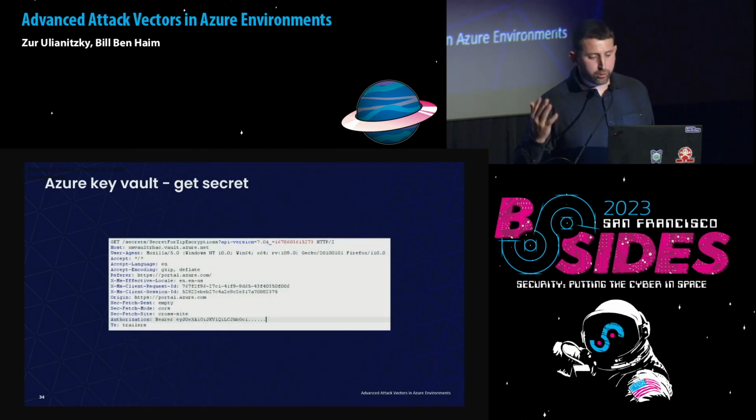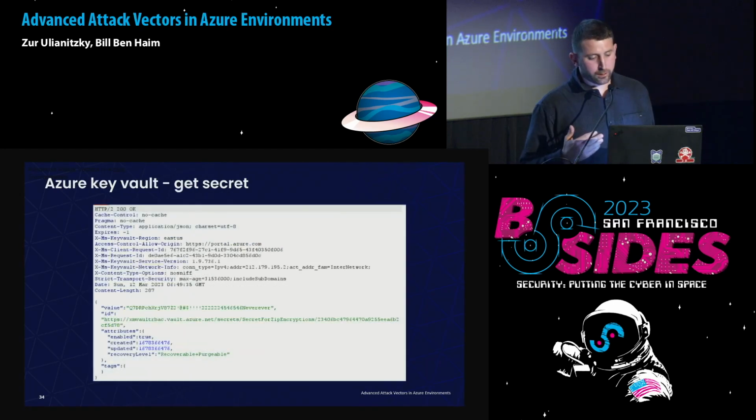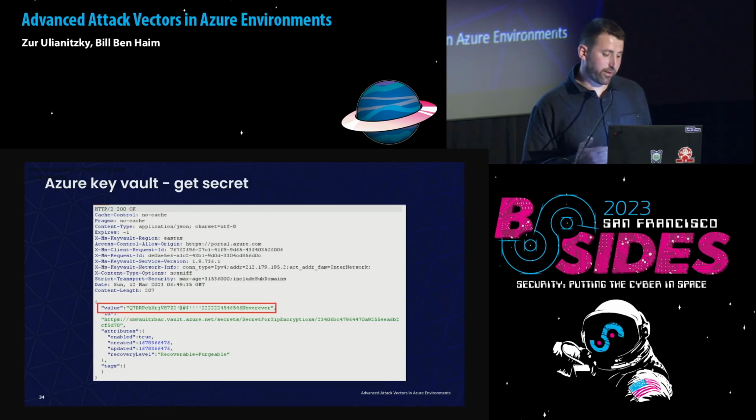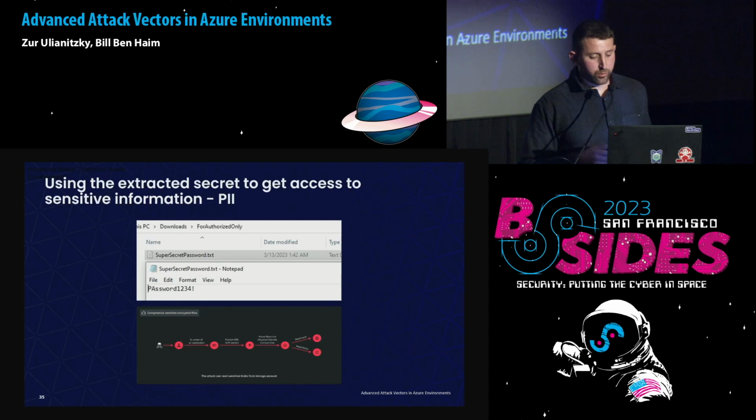So we will do some more enumeration to check if there are any key vaults in the environment. This is similar to the previous command, and I won't elaborate a lot about it, but we will see that there is a key vault named secrets, and that key vault actually has a secret named secret for zip encryption, which sounds good to me. And once we try to get the secret, we will be able to see the value of the secret. And using that value, we'll open the zip file, and we will be able to get our hands on the sensitive file.